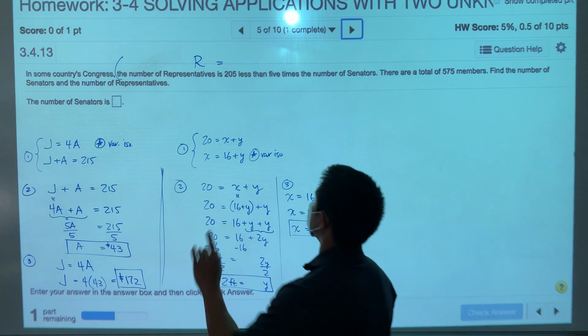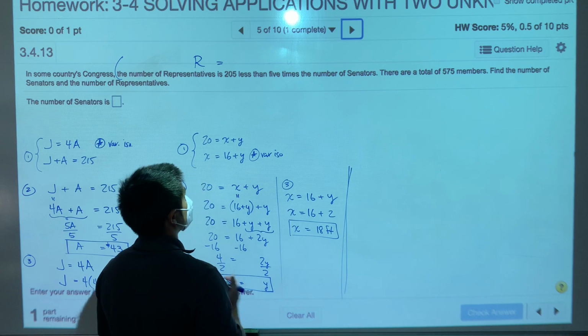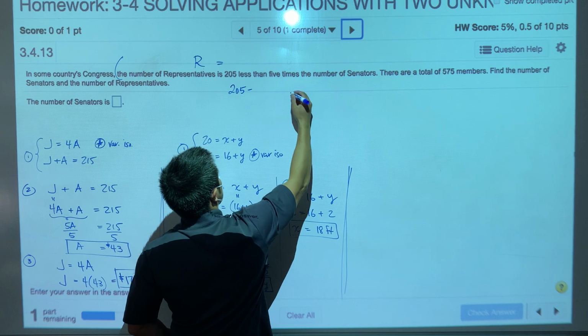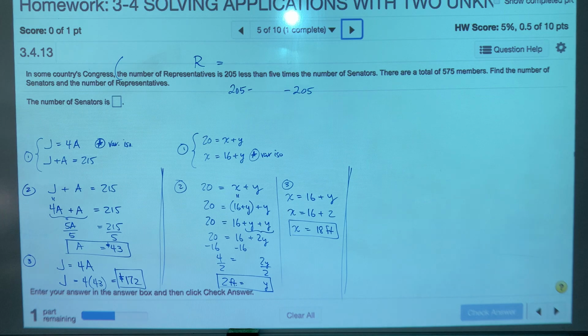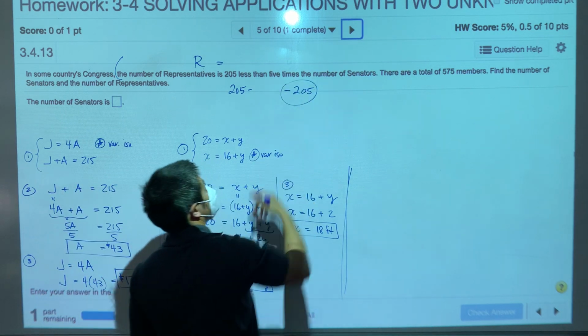Okay. 205 less than. Now let me ask you a question. Is that going to be 205 minus or minus 205? I don't blame you if you pick one or the other, but there is a correct answer. Is it 1 or 2, left or right? What do you think? You don't have to say it out loud. I just want you to think about that. It's the right side. It's that one.